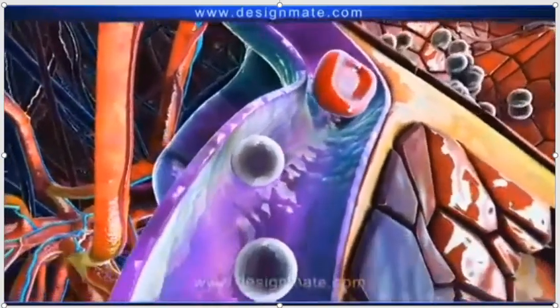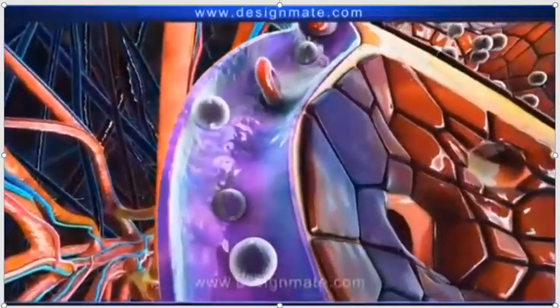The blood moving in the alveolus containing RBCs and carbon dioxide molecules.